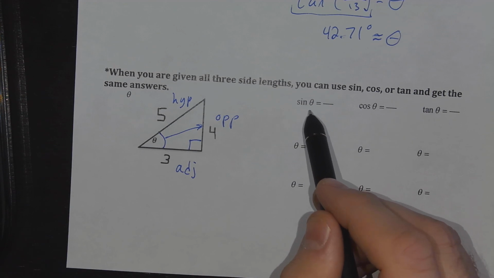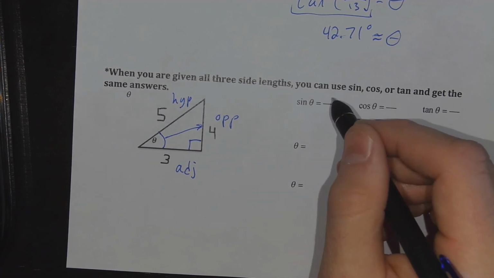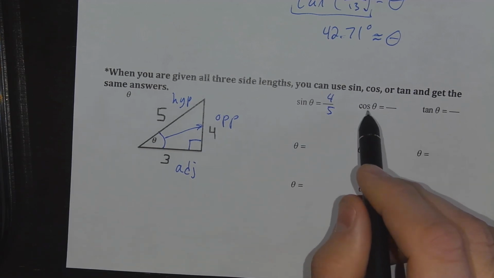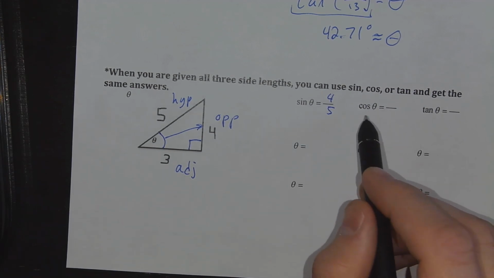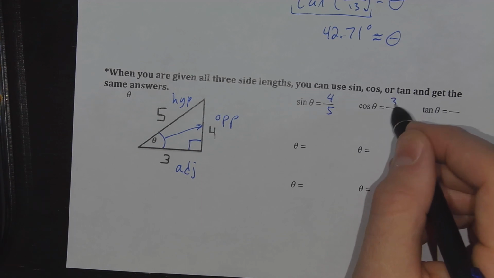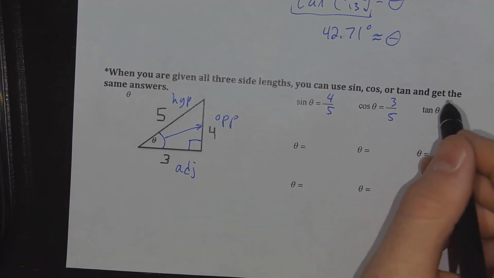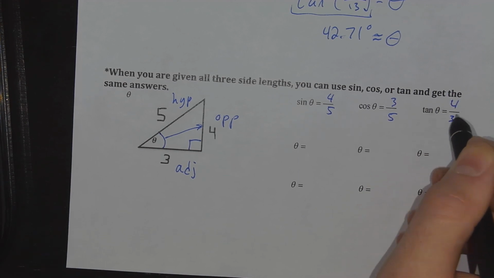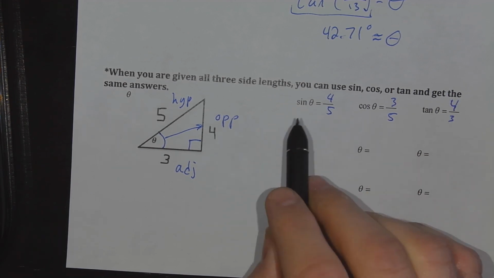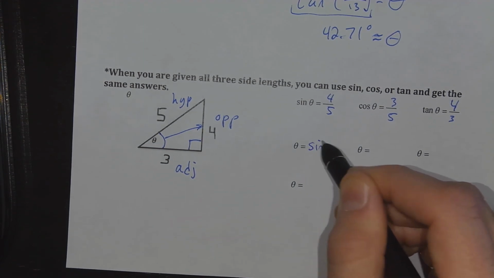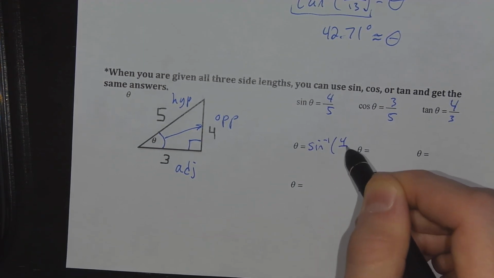So sine, starting with an S, followed by OH, so opposite over hypotenuse, 4/5. Cosine, CAH in SOHCAHTOA, so it's adjacent over hypotenuse. And then tangent is TOA, that's O over A, so 4 over 3. So we're going to do the inverse sine for this first one. So theta is going to be equal to inverse sine of 4/5.